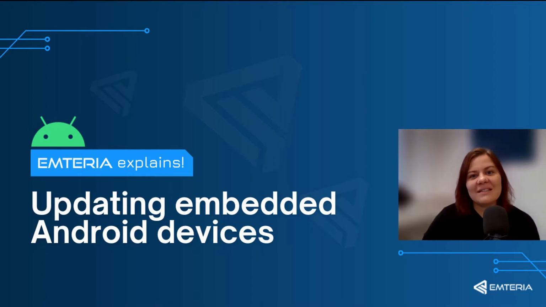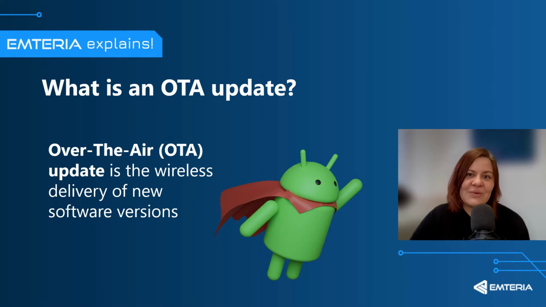for Android devices. An OTA update is also called over-the-air update and describes the wireless delivery of new software or firmware versions to devices deployed in the field. So what does that mean?